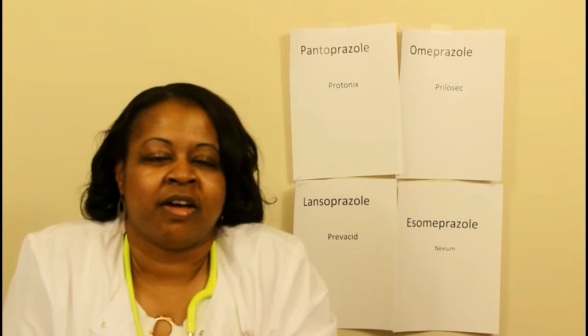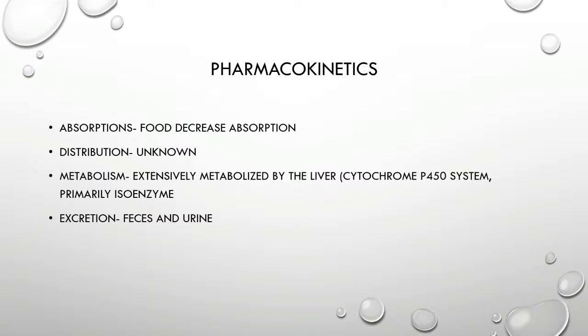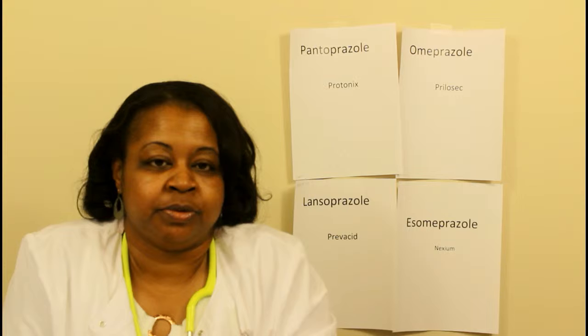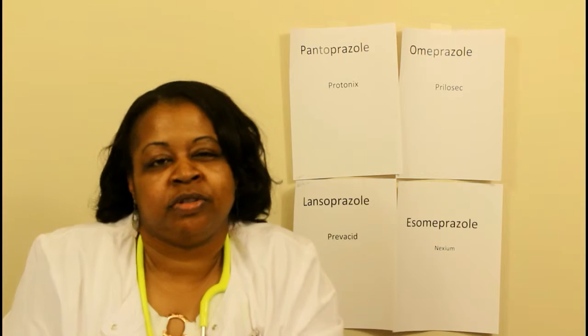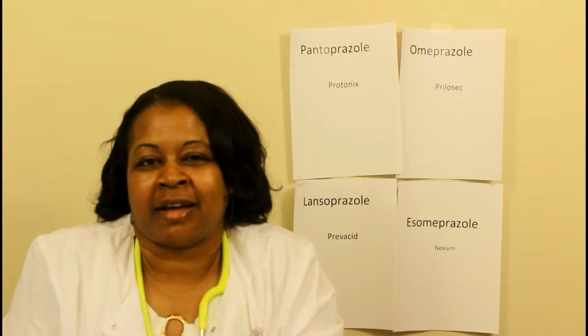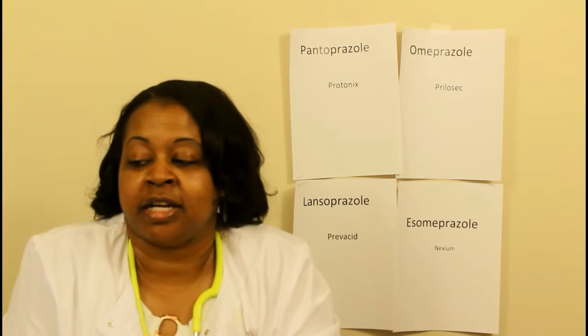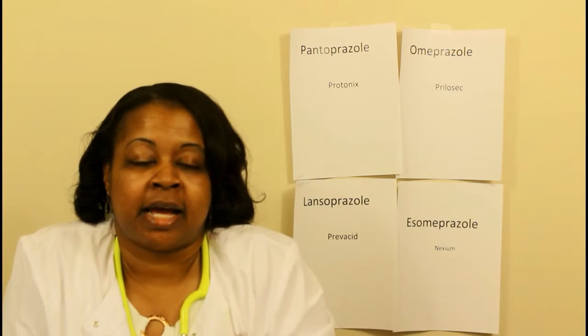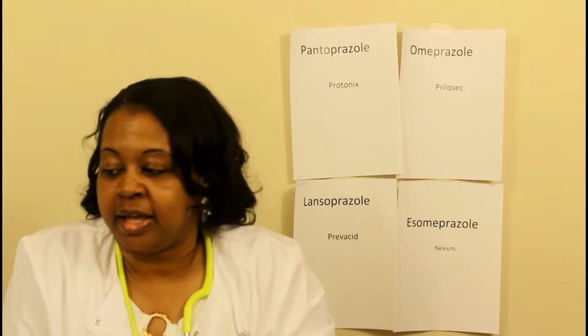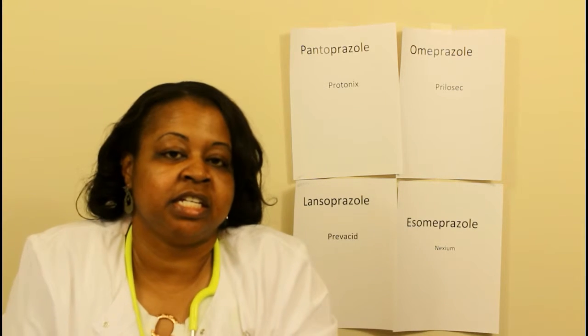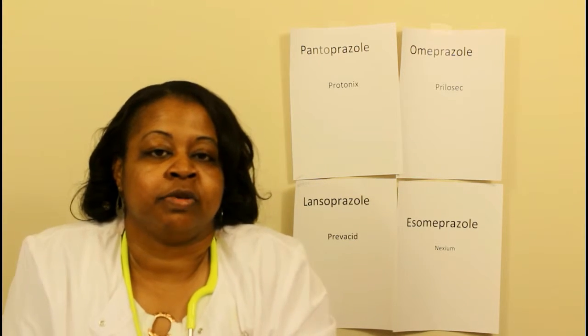Pharmacokinetics. The absorption of the proton pump inhibitors decreases with food. Their distribution is kind of unknown. I tried to research it, but it said it was unknown. And they're metabolized in the liver and excreted through feces, and some are excreted through the urine.